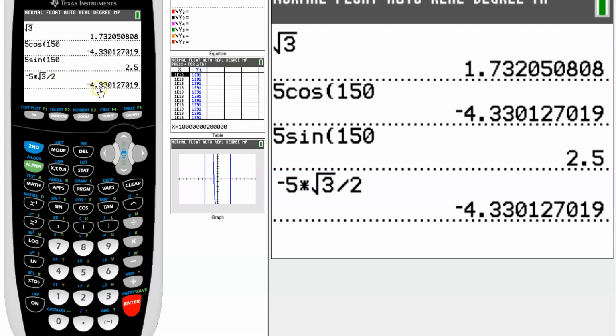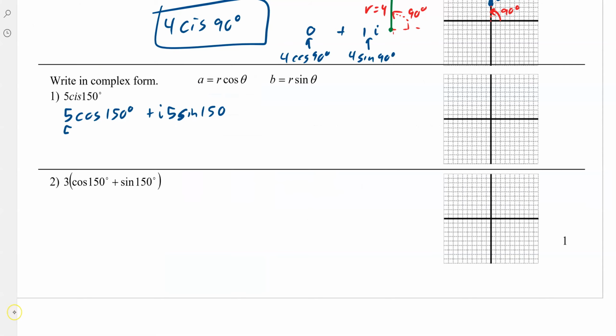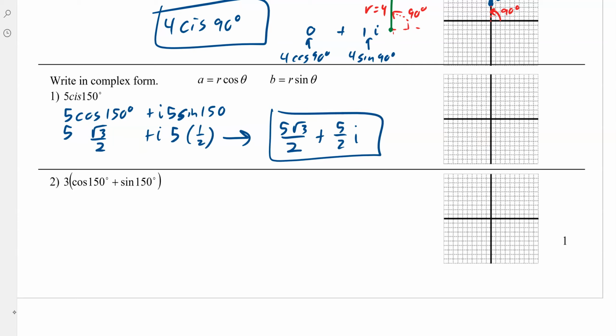So negative 5 rad 3 over 2 is this. And then 5 sine of 150 is 2.5 because we knew that was a half. So half of 5 is 2.5. So we're going to be writing this for our real part and not 2.5 but 5 halves for our imaginary part. So this is 5 rad 3 over 2 plus I 5 halves, which gives us our nice negative 5 rad 3 over 2 for the real part plus 5 halves I for the imaginary part. And there's your complex number. So that's it.